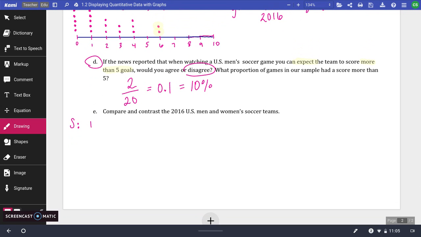So I'm going to say they're both skew right, but the skew is more drastic for the women's team.